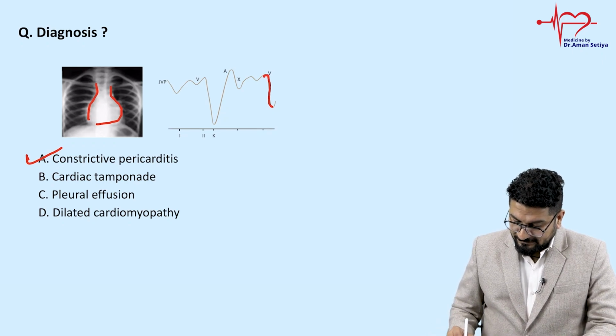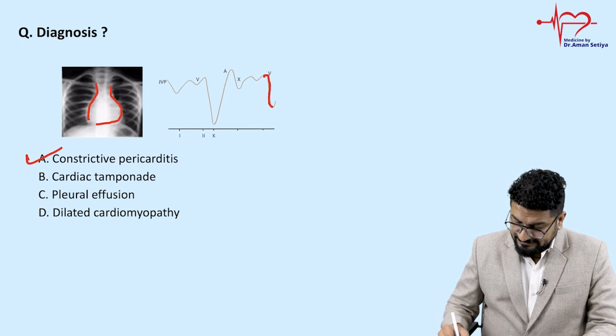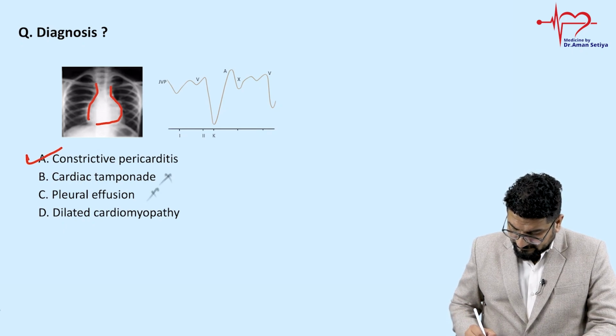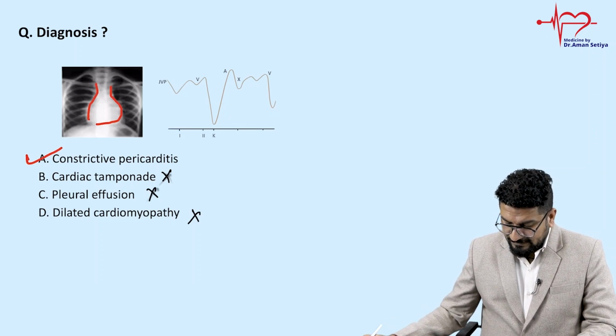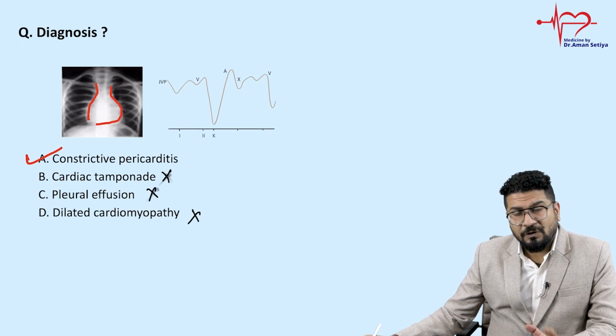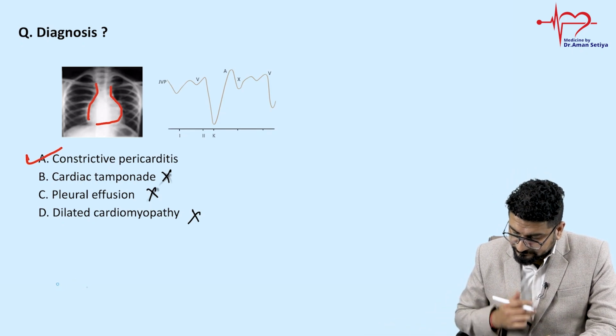I know many of you are answering this to be cardiac tamponade. So understand this, in cardiac tamponade, what will you see? You will notice there will be prominent X descent. It is not effusion. It is not a case of DCMP because you will see cardiomegaly here. And whenever Kussmaul sign is seen, Kussmaul sign is more classical for constrictive pericarditis. That's very, very important.